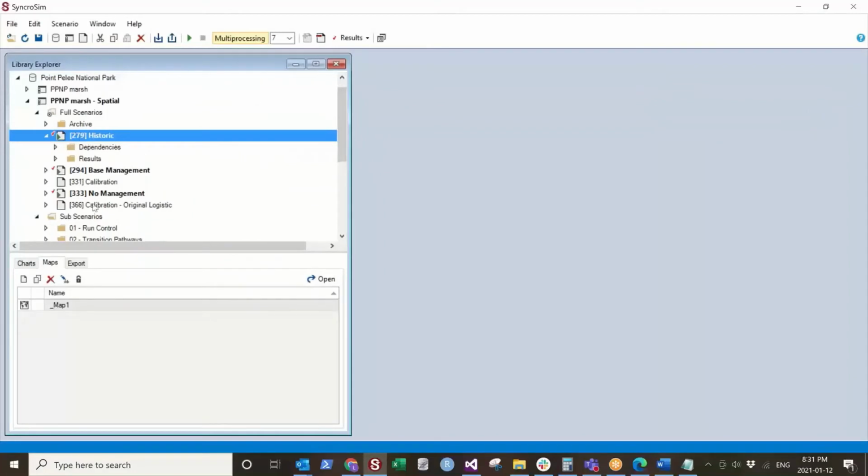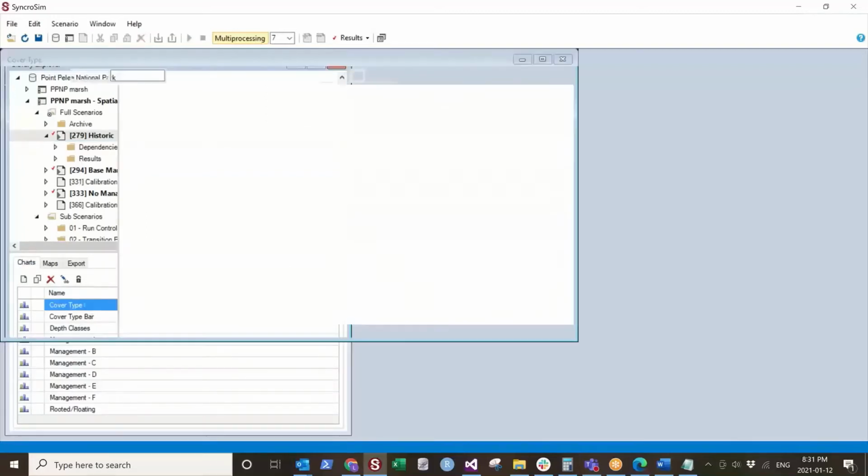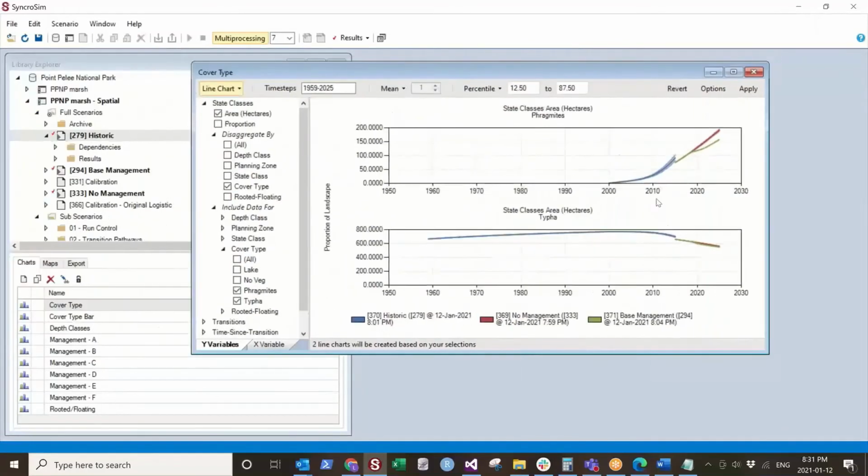So now we've got 3 scenarios, and we can take a look, for example, at the cover type over time. So we can see that as you start to get more Phragmites on the landscape, this is kind of a calibration over the historic time period. As you start to get more Phragmites on the landscape, the rate of spread increases. It's kind of this exponential pattern, right? The more cells that are out there, the more spread you're going to have. And then up to a certain point, you see it kind of leveling off here because the amount of available area for invasion starts to get reduced.